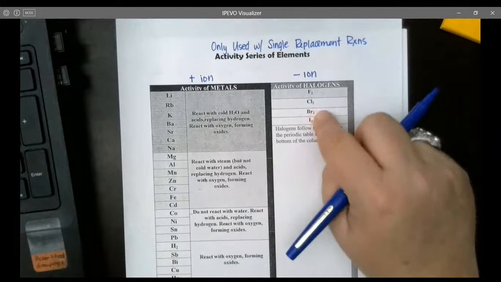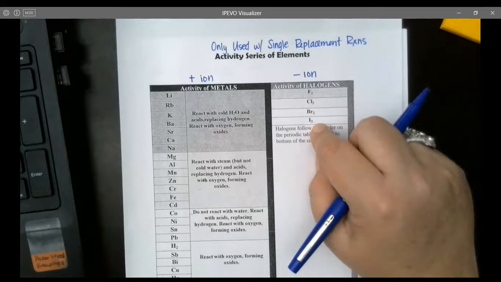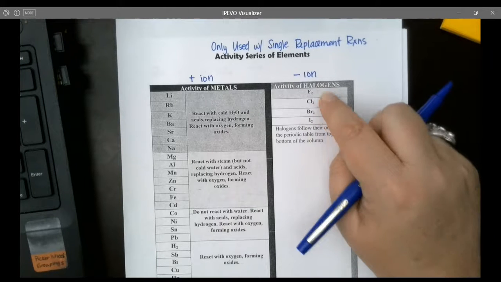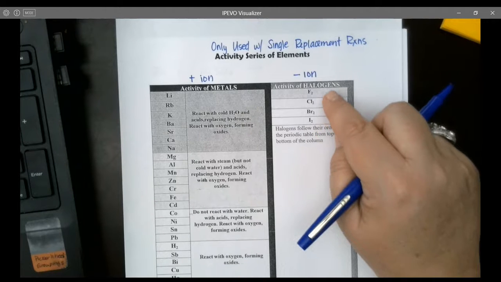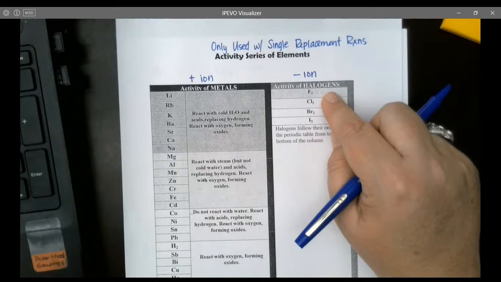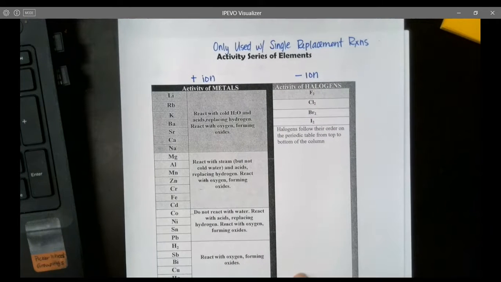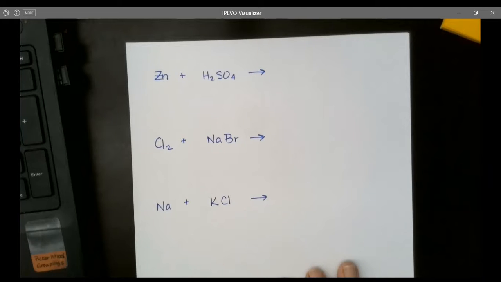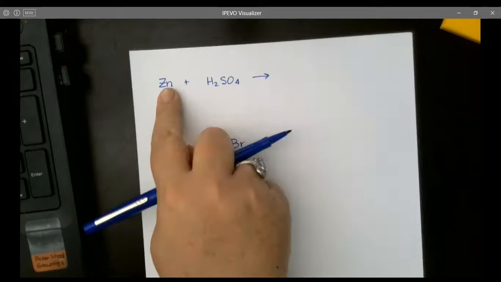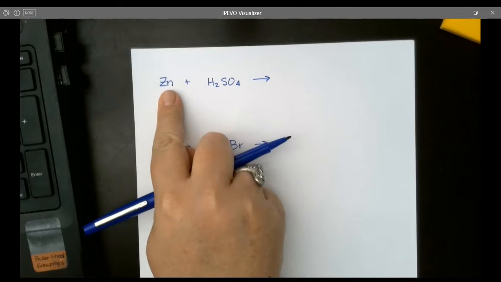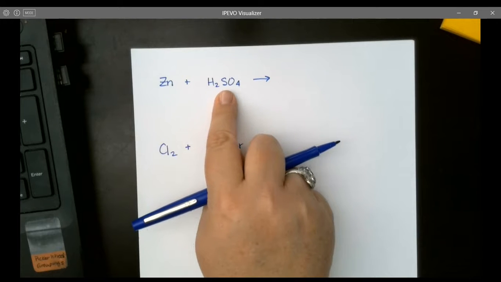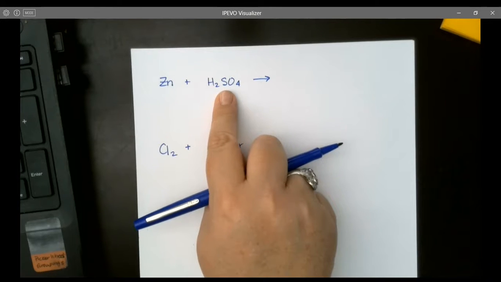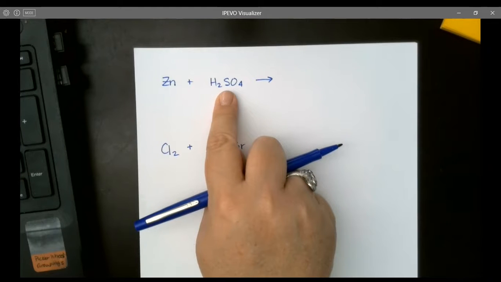And the same thing here. There's the hierarchy, right? So those that are higher can kick out anybody below them. But if you're below an element, you cannot kick the element out of the compound and take its place. So really quick, just to practice a couple here. Remember, let's say zinc is going to be our single element, and then we've got sulfuric acid here that we're going to try and do a single replacement reaction on.